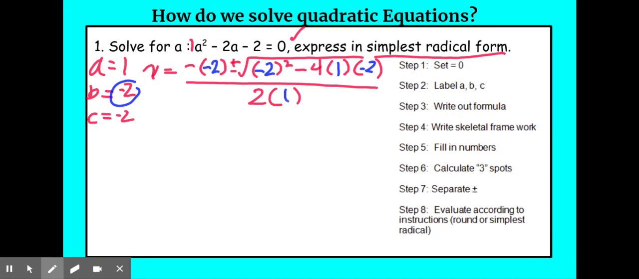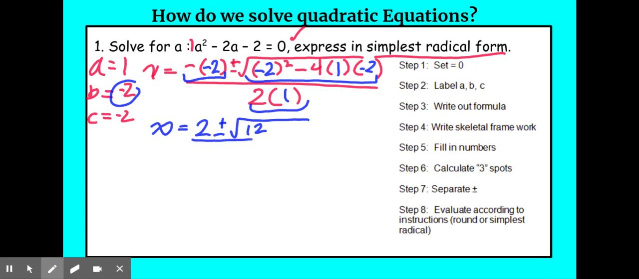Now we're going to calculate the three spots, 1, 2, and 3. Remember, do not put in the radical sign when calculating. So in your calculator, you're going to plug in negative, parenthesis, -2, close it, enter. You should get 2 plus or minus radical. Now, when you plug into your calculator parenthesis, -2 squared minus 4 times 1 times -2, you should end up with 12, all over 2 times 1 is 2, okay?